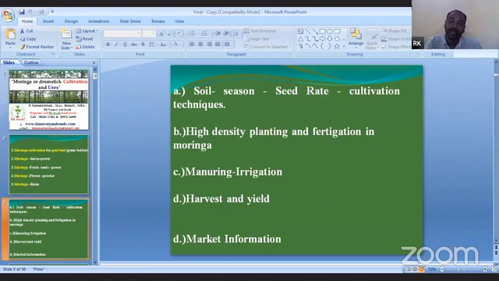Then harvest. What are the harvesting technology and yield? This is very important. When we harvest the fruits or leaves, and how much yield per hectare, per tree on average, we are collecting. Then marketing information. These are all the topics we are covering within 1 hour. Sorry, 45 minutes. Next.